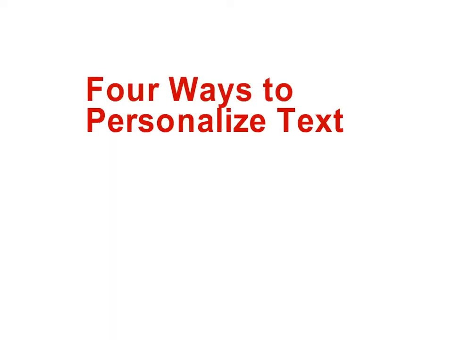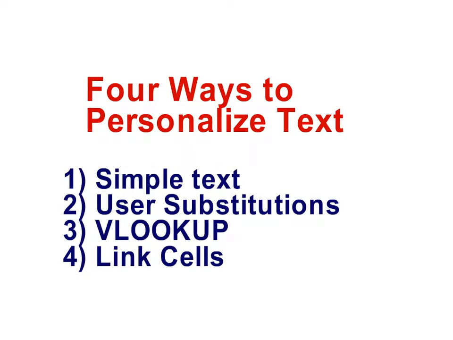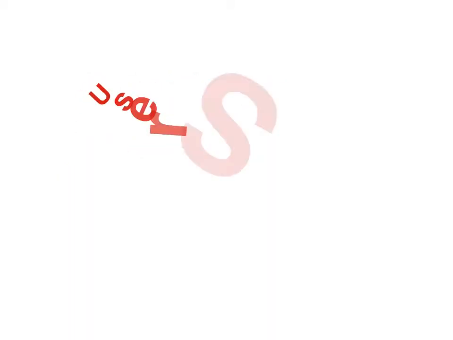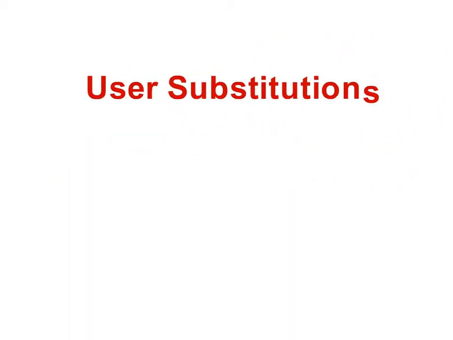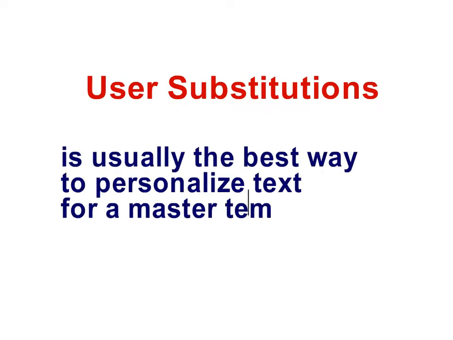If you personalize the text, though, and you insert comments to supplement your pop-up help, the only way that will be automatically found and transferred is user substitutions. If you use any one of the other three ways, then you would need to use your customization log to remind you to recreate your pop-up help. And for those reasons, user substitutions are usually the best way to personalize text in a master template.